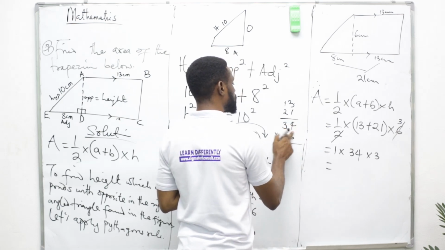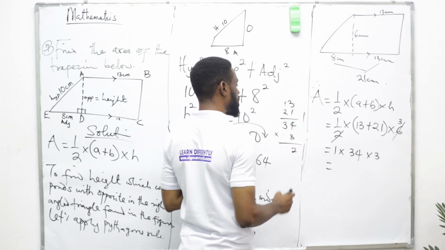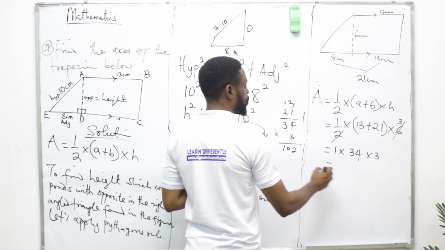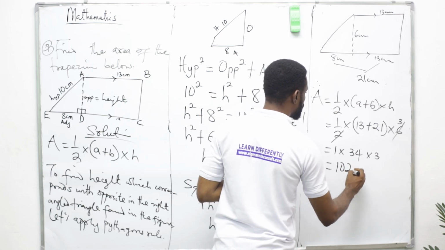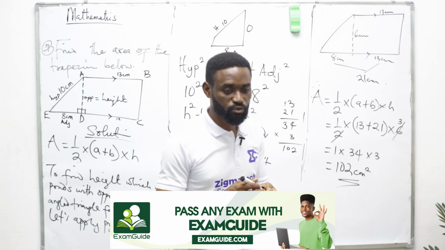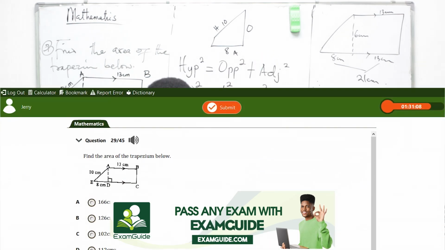3 times 4 is 12. Write down 2, bring 1 here. 3 times 3, 9, plus 1, 10. So 102 cm squared. So 102, which is option C, is the correct option.